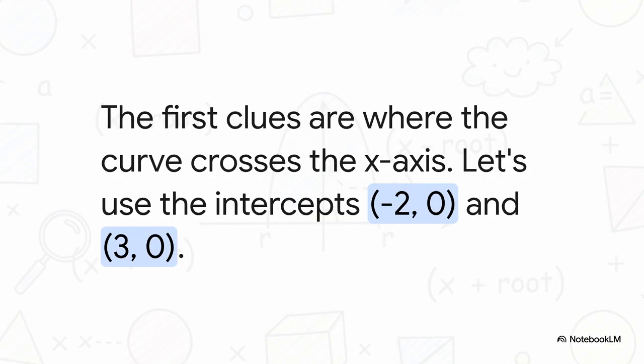Let's do it. Okay, step one. We just look at the graph and spot where that curve crosses the x-axis. And you can see right here, it happens at -2 and at +3. These are our primary clues. This is our x1 and our x2.